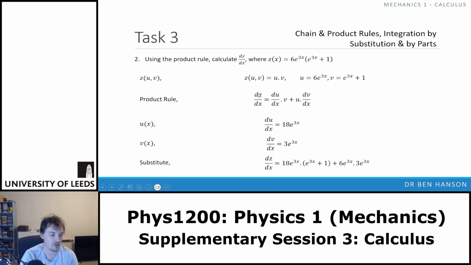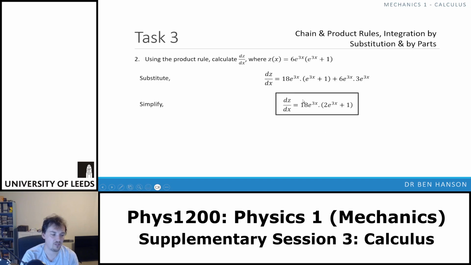So now we can substitute everything in. du by dx times v plus u dv by dx. Multiply all that and simplify it, and we find that dz by dx is 18, blah, blah, blah. It's this. So we just did the chain rule to take one derivative and the product rule to take the next derivative.